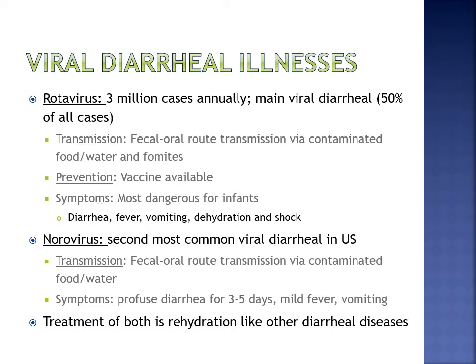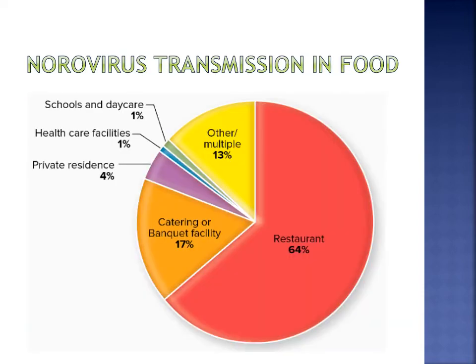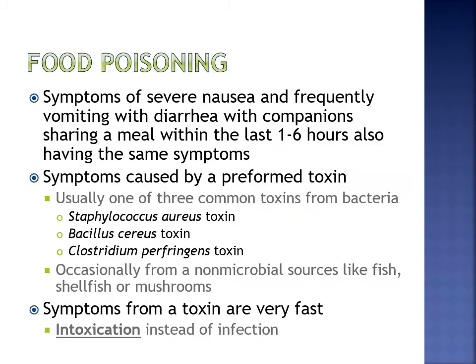Norovirus, on the other hand, typically lasts a little bit longer, where you have diarrhea for a couple days, typically 3 to 5 days, mild fever and vomiting. Treatment for both, just like any other diarrheal disease, is just rehydration and those electrolytes. You don't need to know this by any means. I just think it's interesting that rotavirus is most commonly passed around from restaurants or catering. So it's not usually something that we have issues with at a cookout or something you do in your own house. It usually comes from a public area.